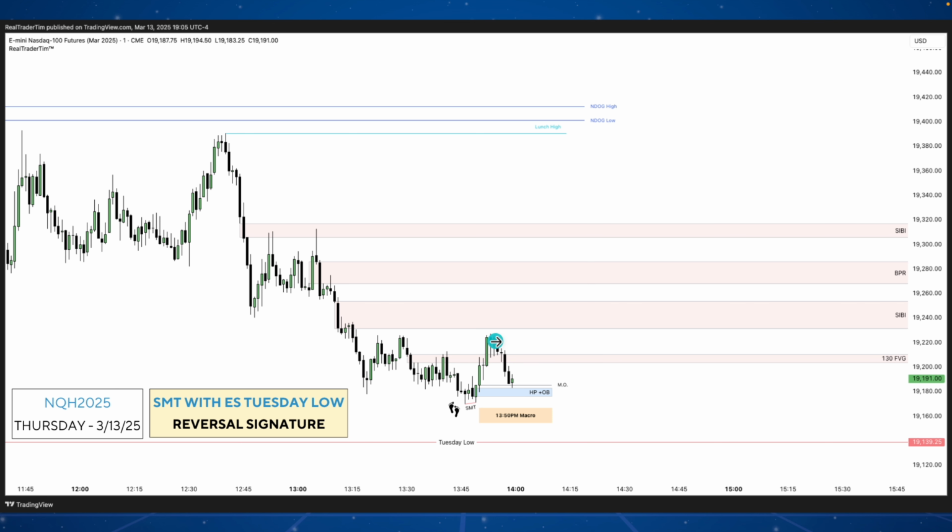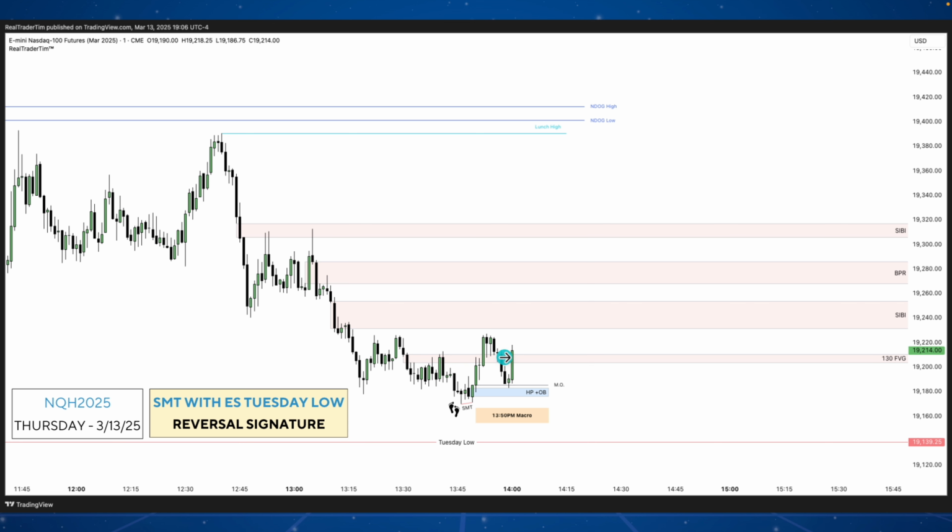First, refer back down below macro opening price to a high probability PD array to allow smart money to get involved. Okay, so why is this? HP stands for high probability, of course, plus OB, bullish order block. Why is this a high probability bullish order block? Because it's the last down close candle after the SMT. And note how price comes up, generates these relative equal highs, refers back down to macro opening price, delivers beautifully to the order block, and then it closes above the 130 fair value gap.